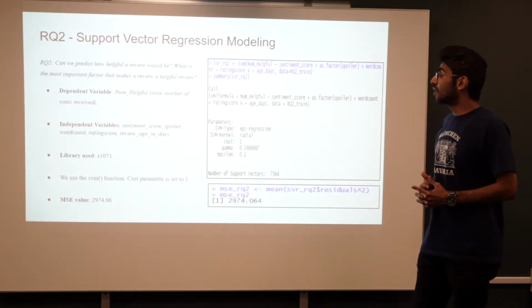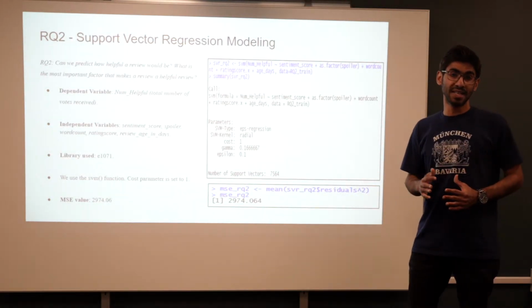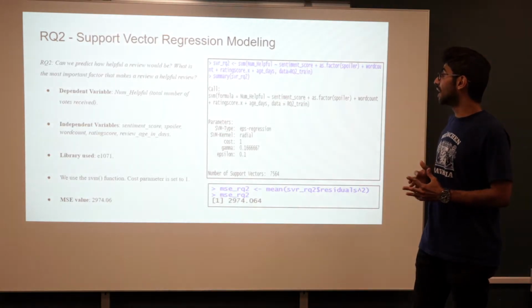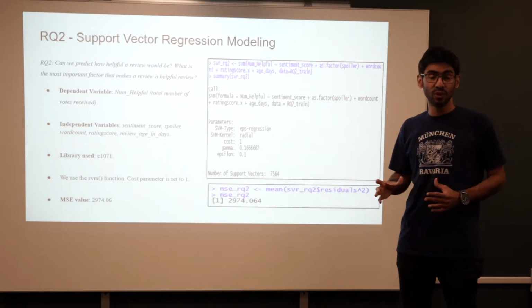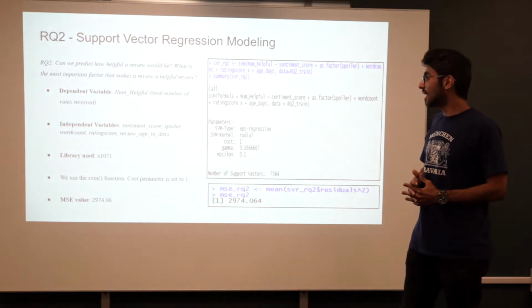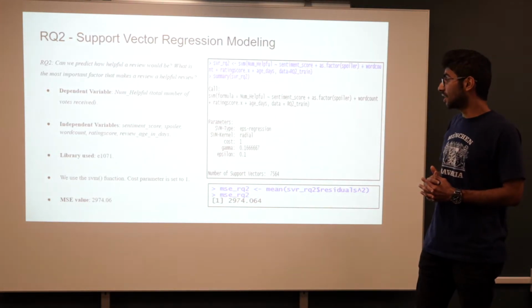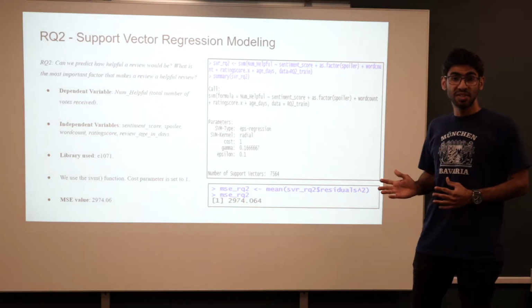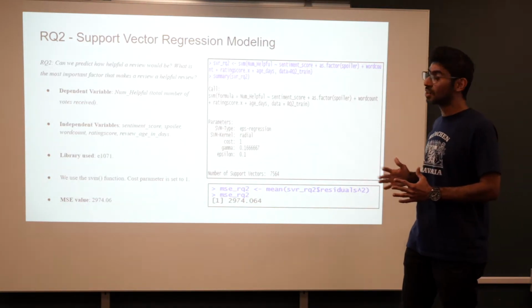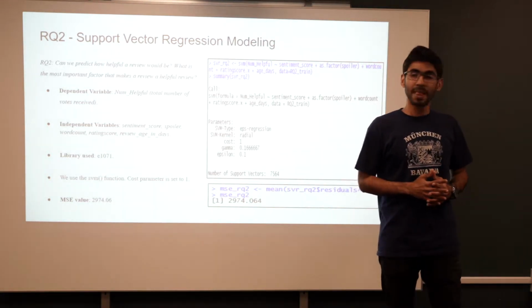For research question 2, we visualize it in 2 ways. The first, we look at the number of helpful votes a review receives. So that's our continuous measure. And again, we run a support vector regression, but the MSE value is very high, so this is not a good methodology for RQ2.